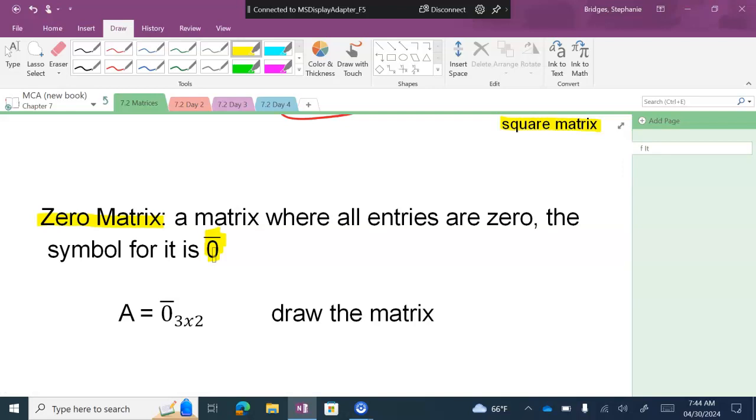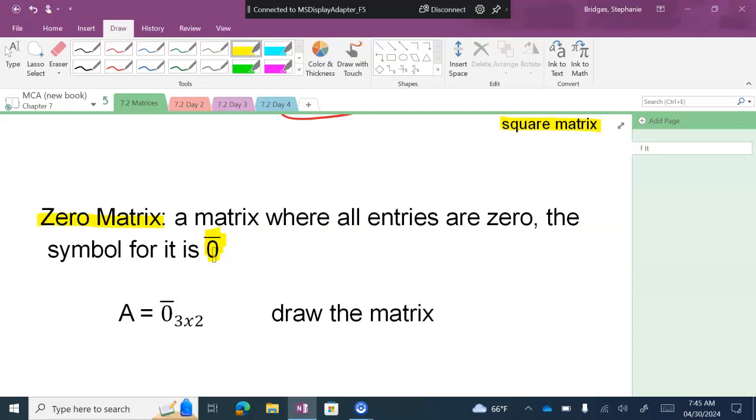So we have, it says A equals, and then it has that 0 matrix symbol, and then it has the subscript telling you the size of the matrix. A is the name of it. We name matrices with a capital letter. And then that symbol, the 0 with the bar over it, is describing what kind of matrix it is. So I want you to draw it. Okay, 3 rows, 2 columns, nothing but zeros.